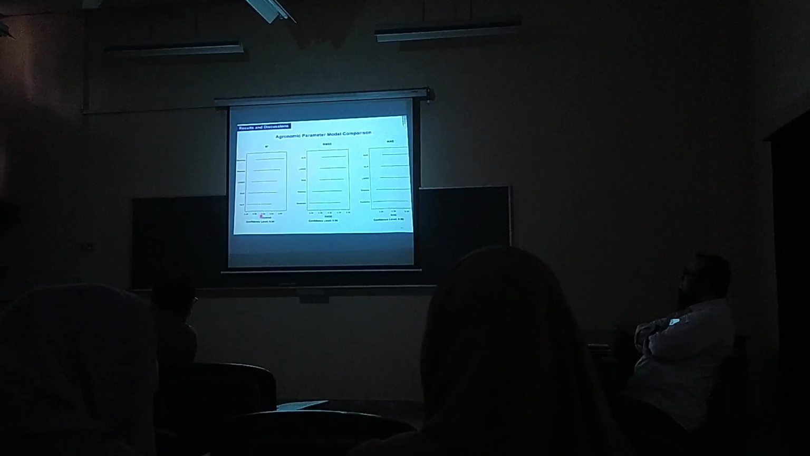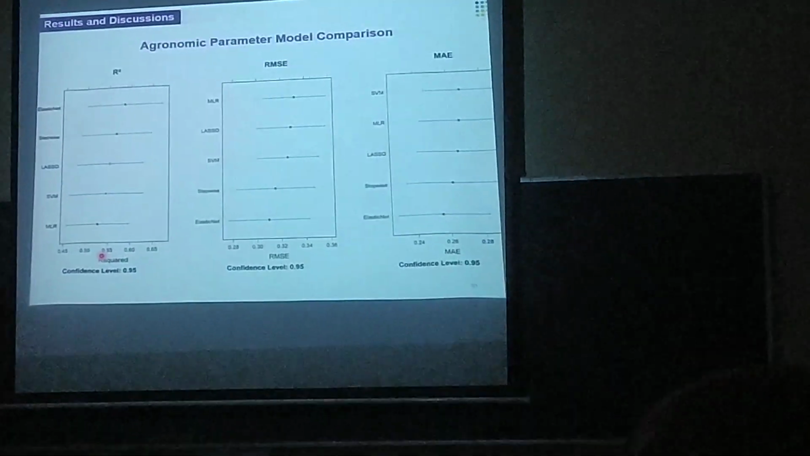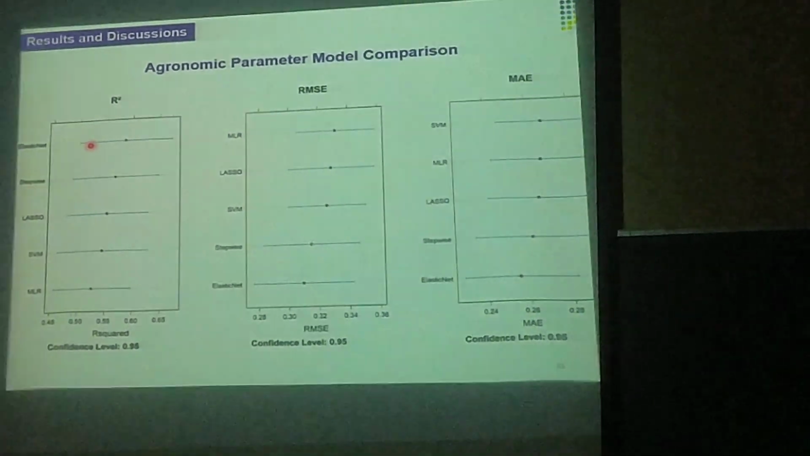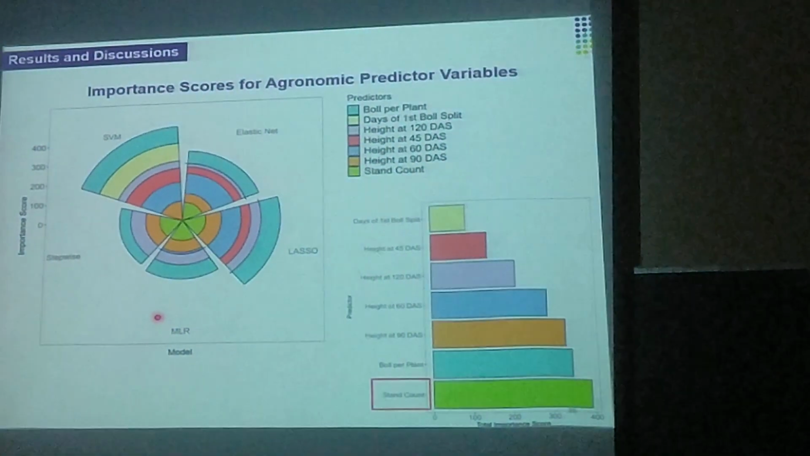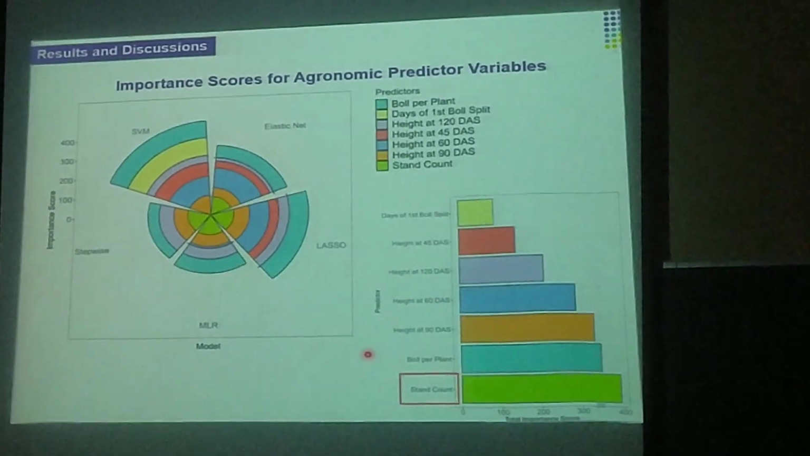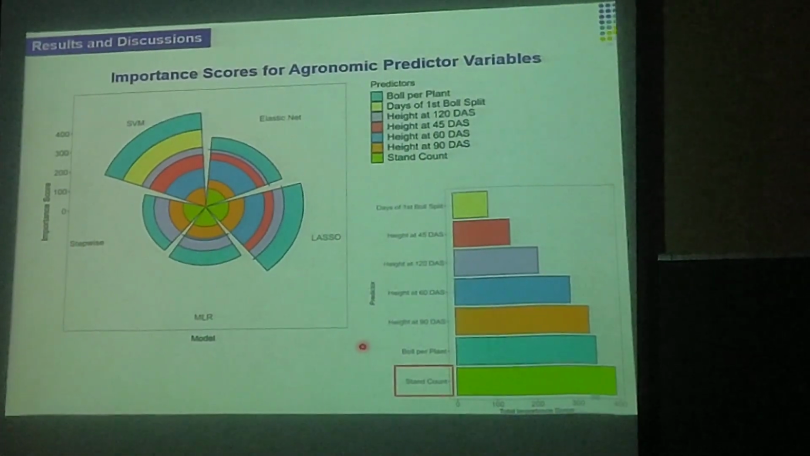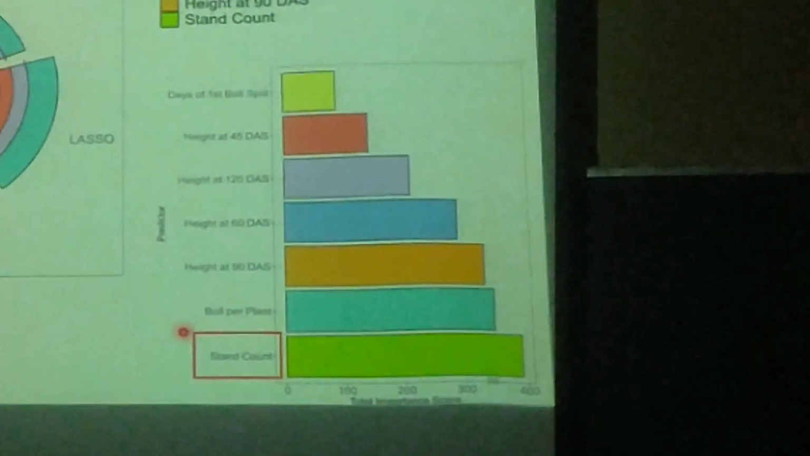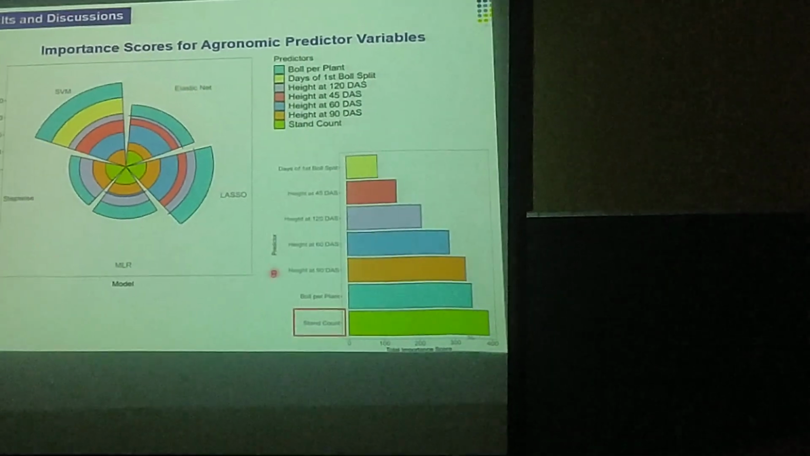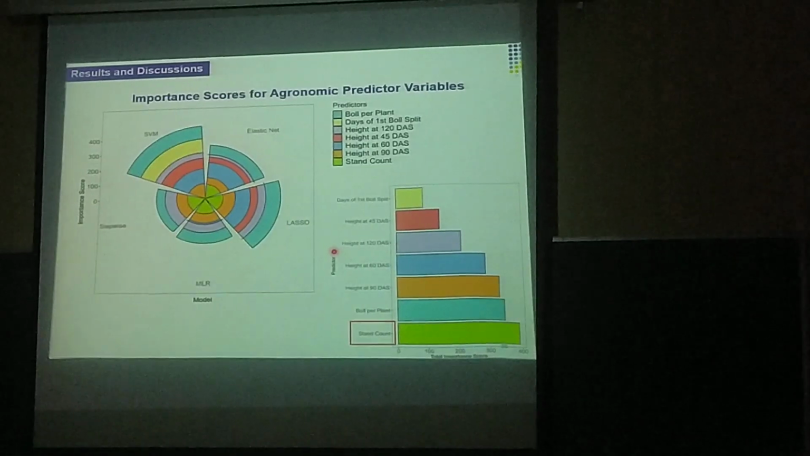Here you can see that the elastic net has outperformed among all the models. It shows the highest R square value of 0.58 and the lowest RMSE and MAE value for the agronomic parameter models. In the spider chart here, we can see the predictor importance for the individual models, and the bar chart shows that across all the models, stand count was the most important predictor for the agronomic parameter model, followed by bolls per plant and heights of different DAS after sowing.